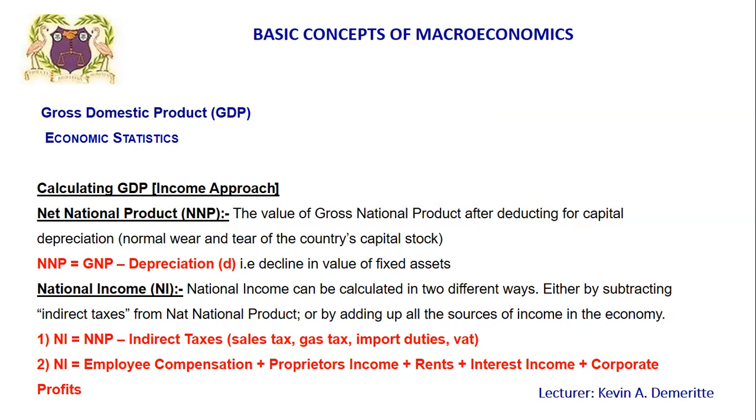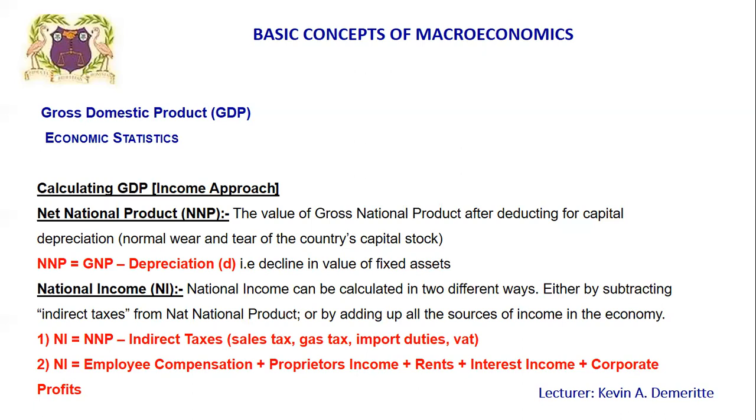So if you buy something from the store, you pay the tax. You pay the sales tax or the value-added tax. Right? If you don't buy anything, you don't pay any tax. Gas tax. If you don't buy any gas, you don't pay a gas tax. If you don't import anything into the country, you don't pay import duties. Right? So these are indirect taxes. So one way of calculating national income, and you will be calculating national income in two separate ways, would be to take net national product and subtract from that indirect taxes. And that will give you one calculation for national income.